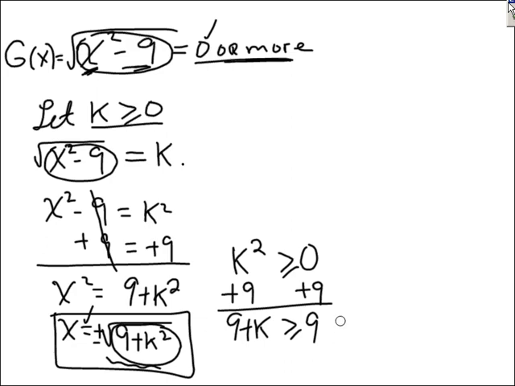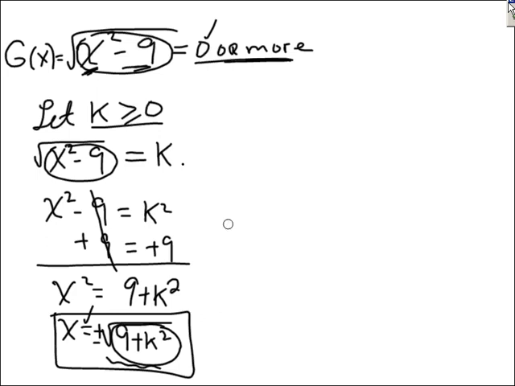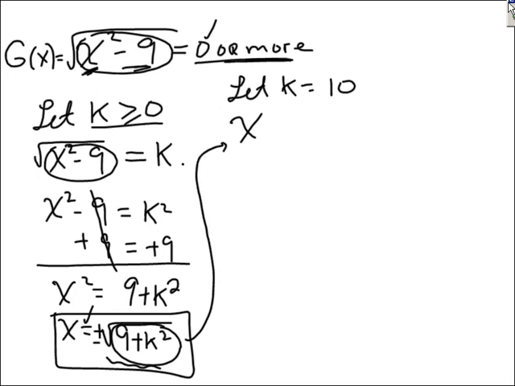Now, this you don't need to do, but I want to show you that it is working. Pick a value for k. Let k be 10. Well then x should equal either plus or minus, we have two answers, the square root of 9 plus 10 squared. Well, 10 squared is 100, plus 9, 109. x can equal plus the square root of 109 or minus the square root of 109.